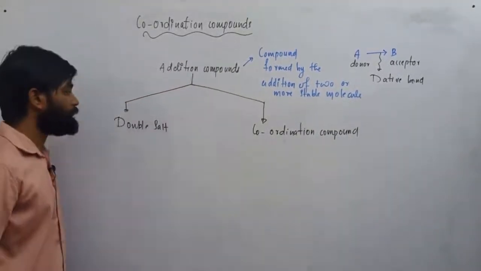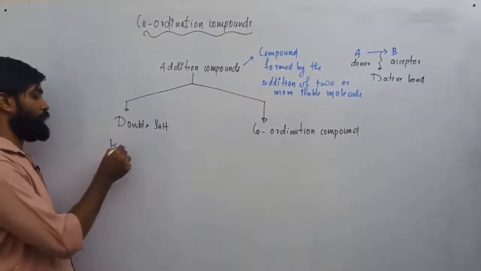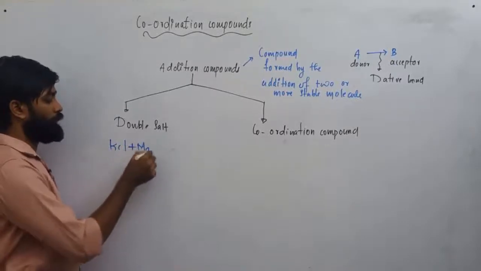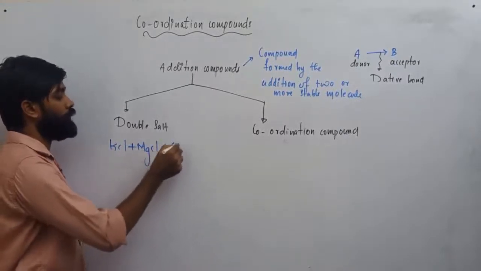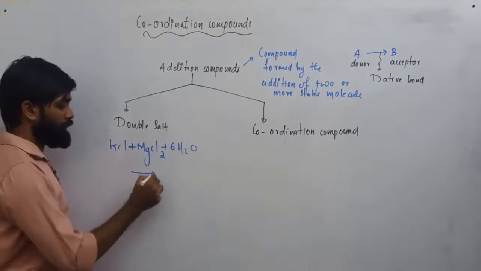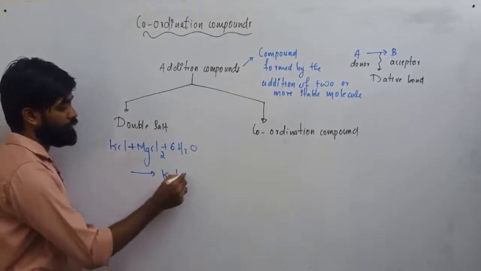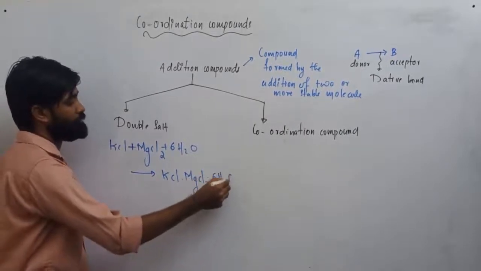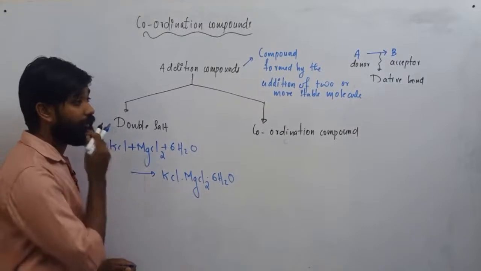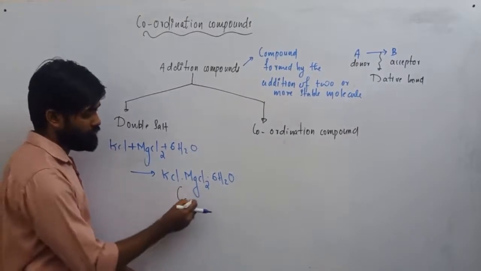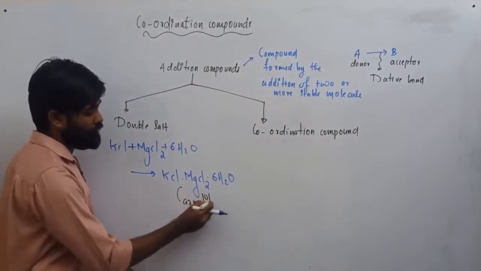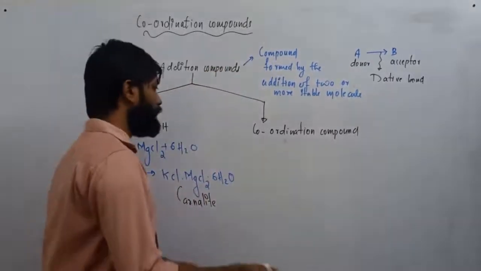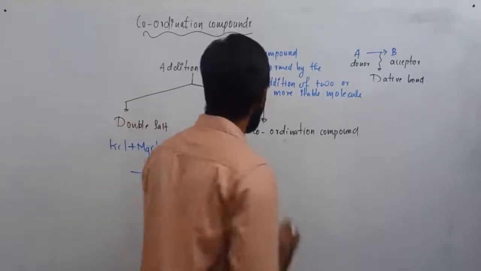For example, if I have a stable compound KCl plus another stable compound MgCl2 and 6H2O, when they combine, they form a double salt, KCl.MgCl2.6H2O, which we call carnallite. It's a double salt, carnallite.